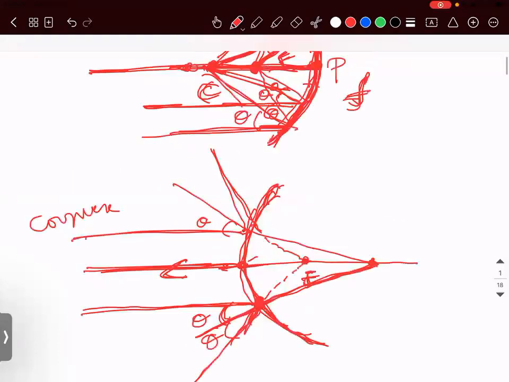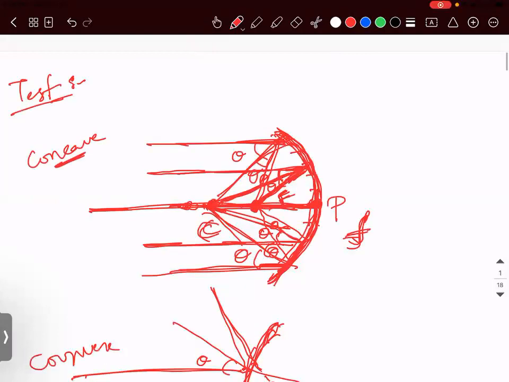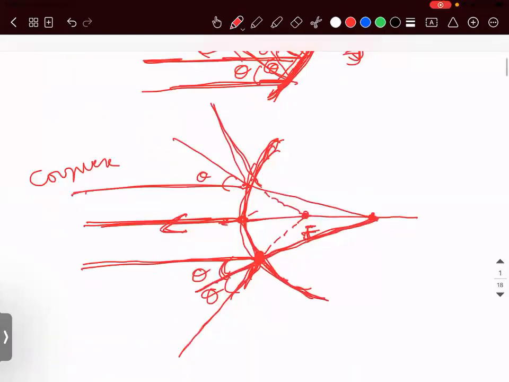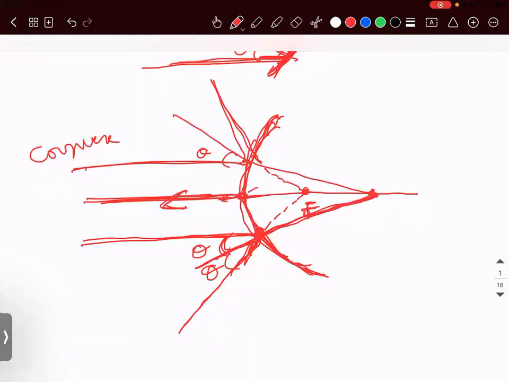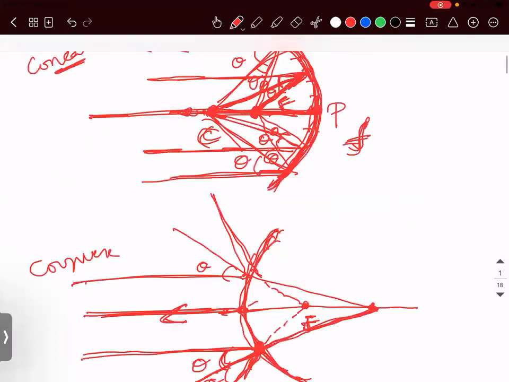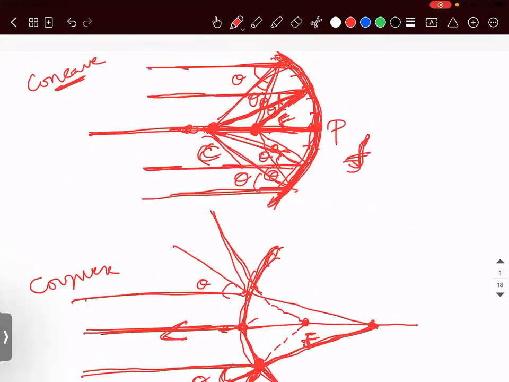So here the formation of the image is real, right? The concave case. In the convex case, the formation of the image is virtual because the rays are diverging. The real rays are diverging, but when we extend them, we see at a point they are converging. So those are virtual. The image is virtual. Here the image is real. Okay.